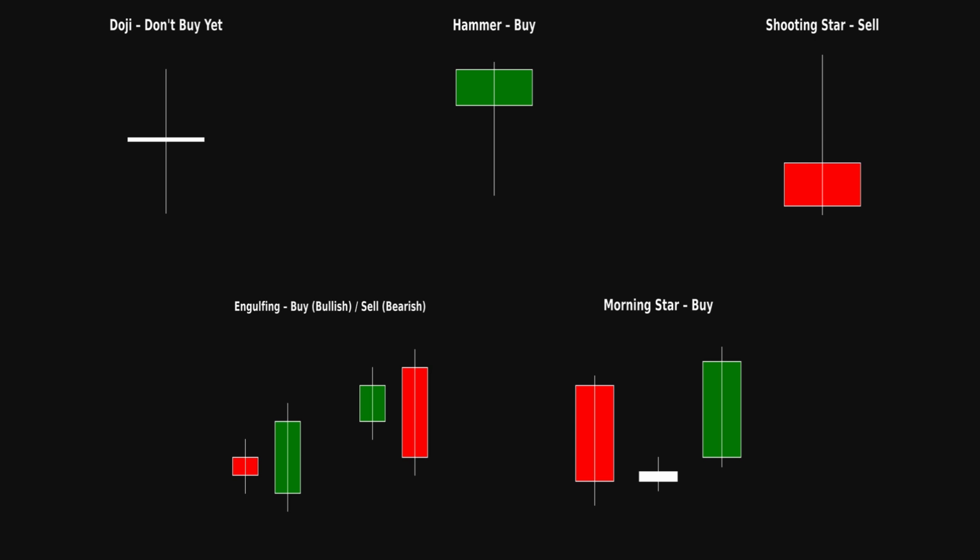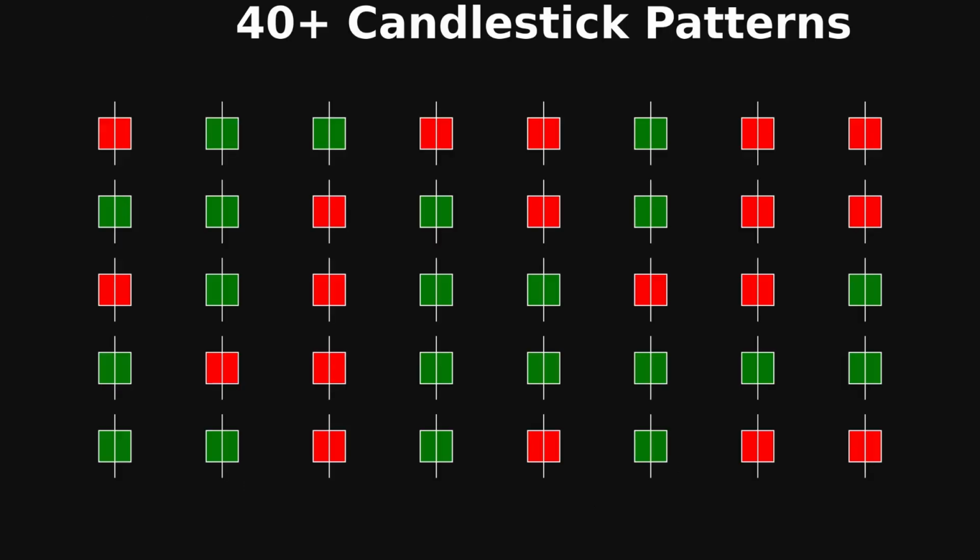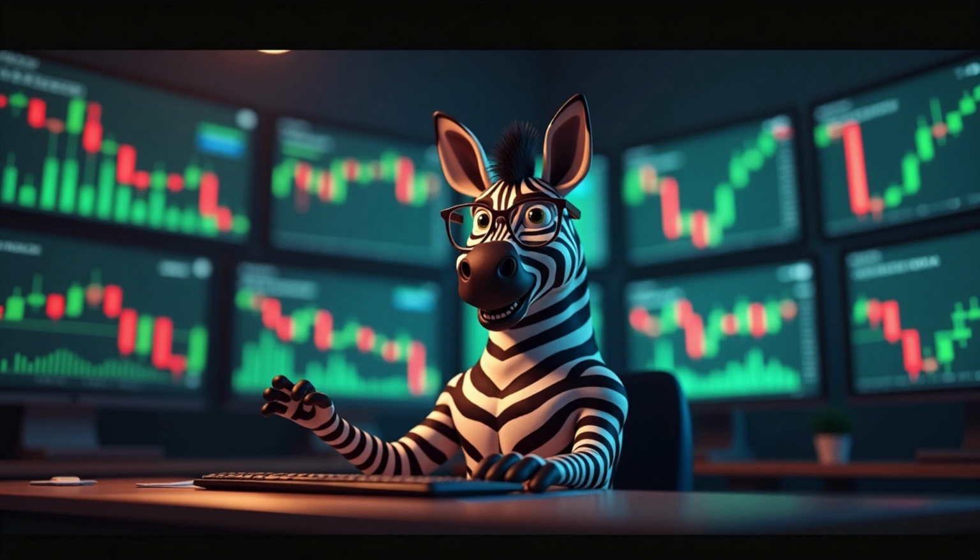Now, candlestick patterns. There are more than 40 of them. You don't need to know them all to start, but knowing that number shows how deep this gets. Today, we'll cover 5 key patterns. For each one, I'll tell you if it's usually a buy signal, a sell signal, or simply a don't buy yet if you're not already in a trade. And I'll show you how AI refines that signal using context and data.